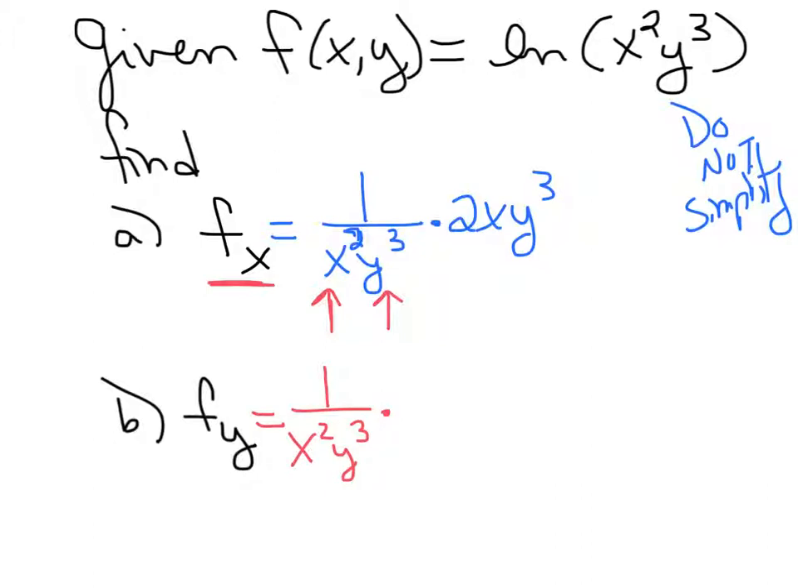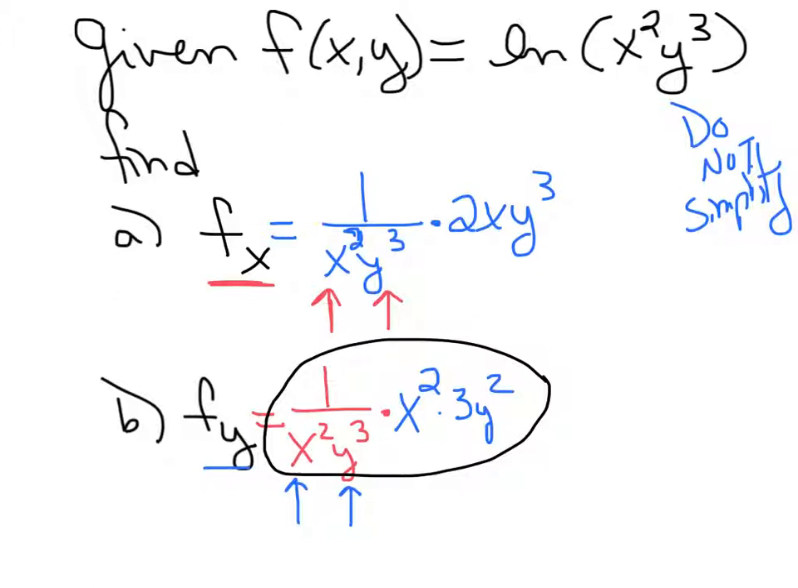Now the x squared is a constant. It's coming along for the ride. The y cubed is the variable that we're working with here, and so the derivative of y cubed is 3y squared. We are not simplifying, so we leave that as it is. And you get this as your final derivative, just as here. This was your final partial derivative, not simplified. Let's take a look at another one.